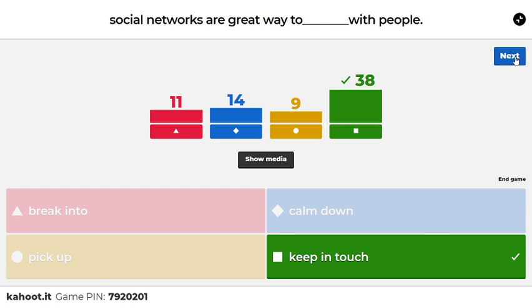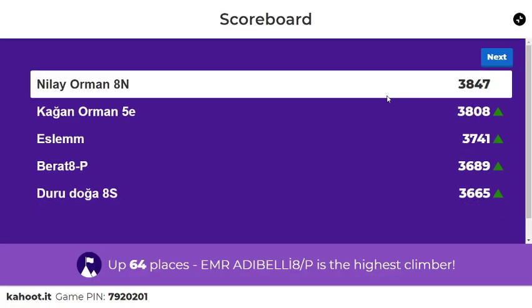Let's get to the scoreboard. Nilay is number one. Kaan is number two. Eslem is number three. Berat is number four. Durudoğa is number five. Top five, we've got like absolutely three players from the eighth grade. But Kaan is from the fifth grade. And Eslem, I have no earthly idea if you are from the eighth grade or not. By the way, Emir Adıbelli is the highest climber at the end of this question. He climbed up 64 places.